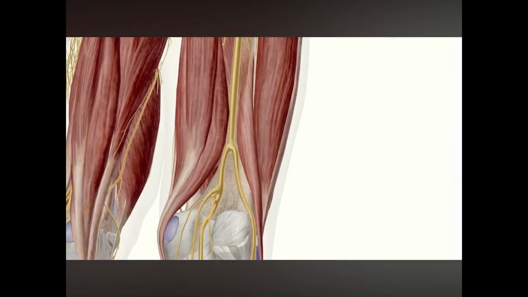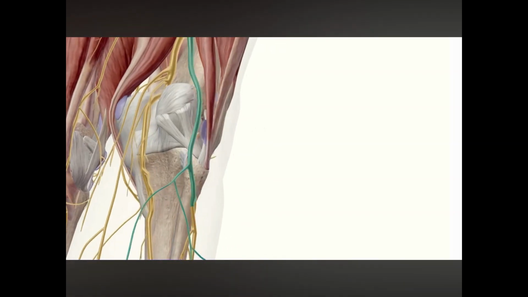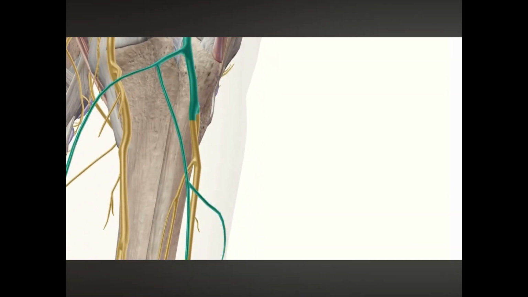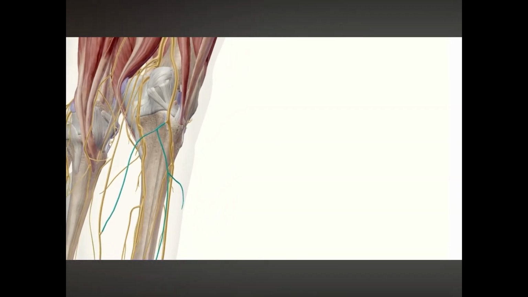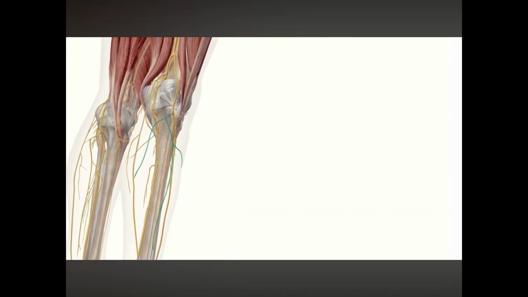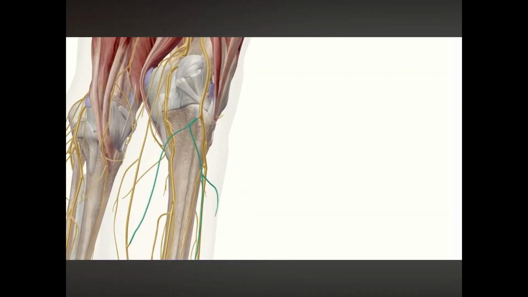The common fibular nerve splits into the deep fibular nerve and the superficial fibular nerve. The deep fibular nerve innervates the anterior compartment of the leg, and the superficial fibular nerve innervates the lateral compartment of the leg and the dorsum of the foot.